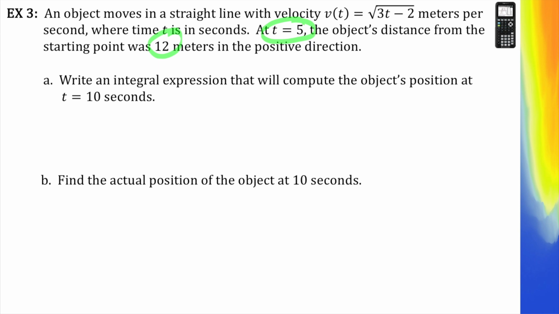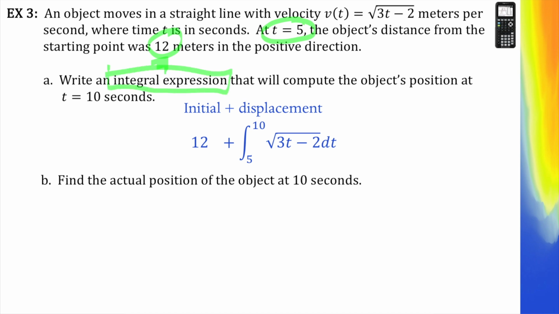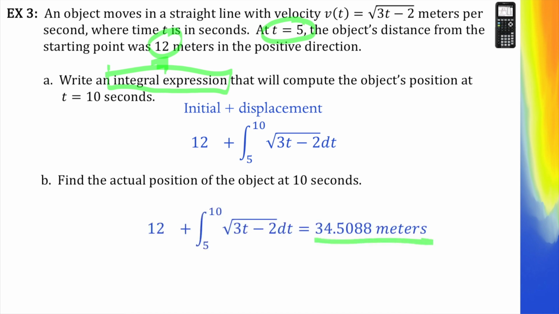So if we know that at time t equals 5, we were at 12, we'll take that 12 and then just add the next 5 seconds to it. Okay, so that's our integral expression. Part B says find the actual position of the object at 10 seconds. So just pop that into your calculator. We've got about 34.5 meters.